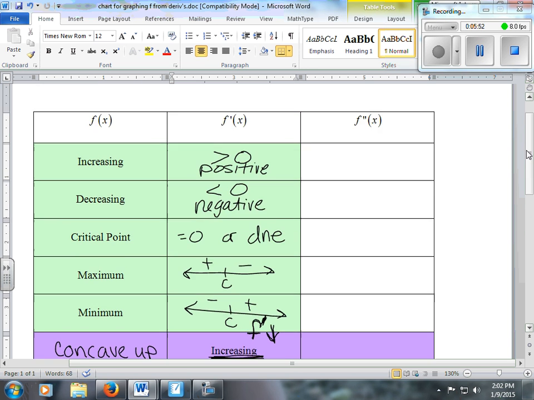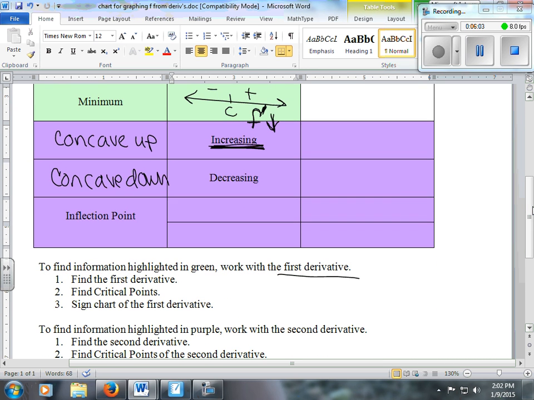Didn't we just write that down in the green boxes? A function is increasing when f prime is positive. So what if that function happens to be f prime? When is f prime increasing? Well, f prime would be increasing when its derivative, f double prime, is positive. So f prime increases when its derivative, f double prime, is positive. And f prime decreases when its second derivative is negative.